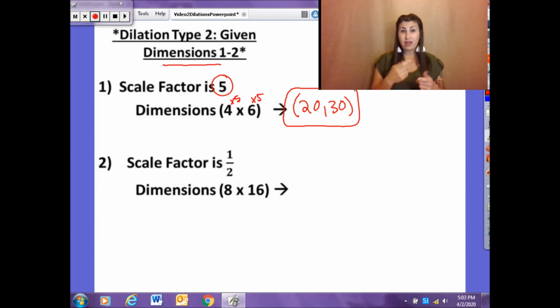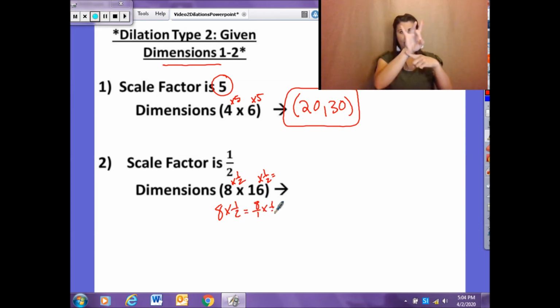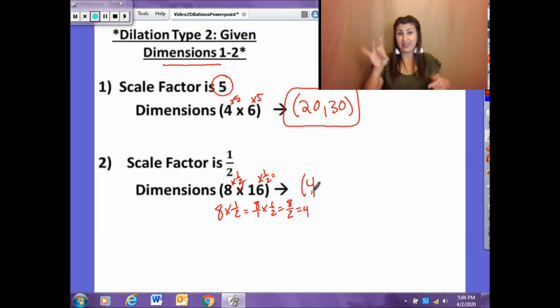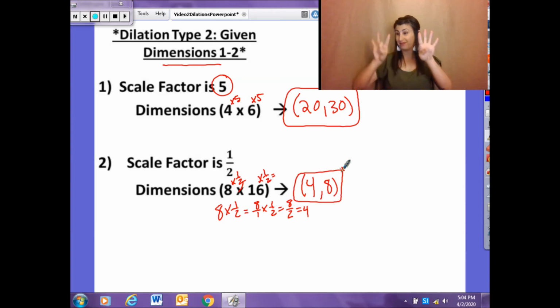But what about if I have the scale factor be 1/2? Well, just multiply by 1/2. 8 times 1/2 is the same thing as 8 over 1 times 1 over 2, which is 8 over 2, which is 4. It's just saying what's half of 8? 4. So what's half of 16? 8. There we go.